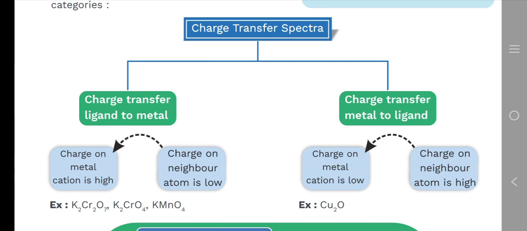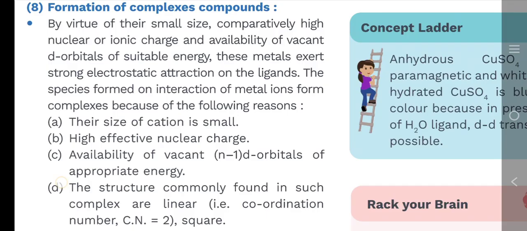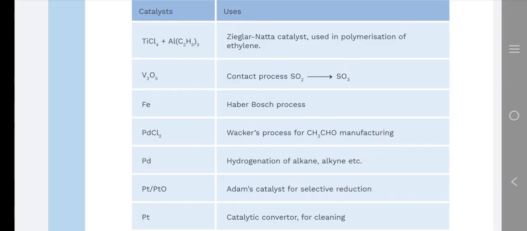The examples are given below. Charge transfer ligand to metal: examples are K2Cr2O7, K2CrO4 and KMnO4, whereas Cu2O is an example of charge transfer metal to ligand.